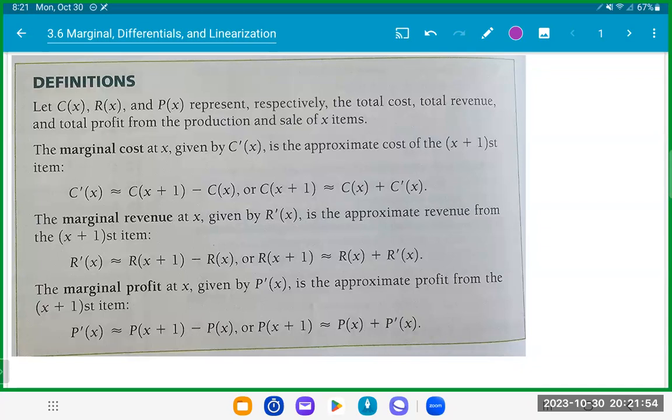That is the approximate cost of the x plus first item. So if I look at my derivative, that's really the cost of x plus 1 minus the cost of x. So what does it cost me to produce one more widget? Okay. And so that can be approximated by my cost function evaluated at x plus the derivative of my cost function evaluated at x. And it's exactly the same thought process for your marginal revenue and your marginal profit. Okay.